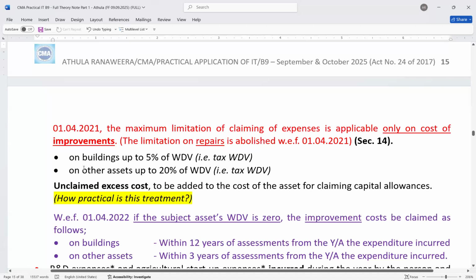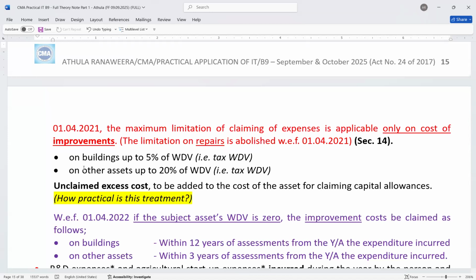On buildings, up to 5% of the written down value. When the word written down value is given in the tax law, then obviously that written down value indicates the tax written down value, not the accounting written down value. As you know, for tax purposes there are two types of written down value: accounting written down value and tax written down value. Here, we have to take the tax written down value.